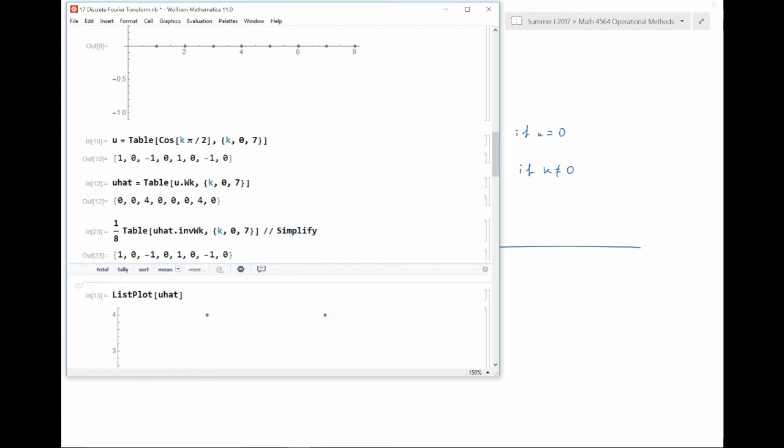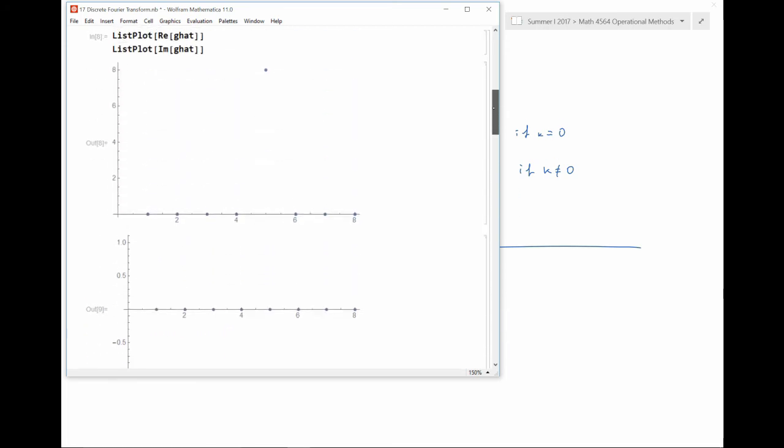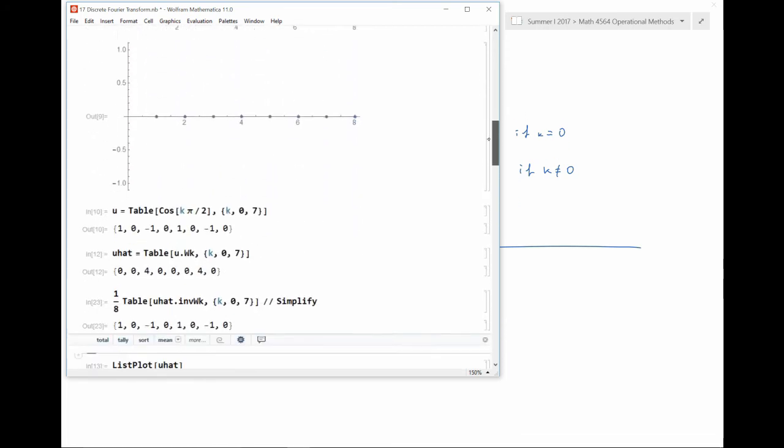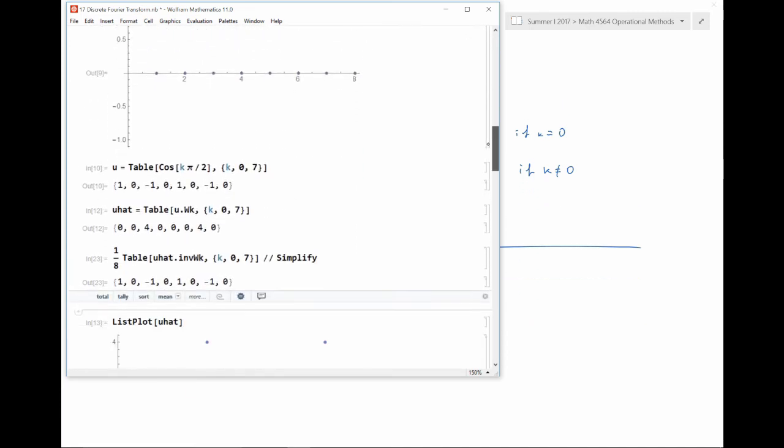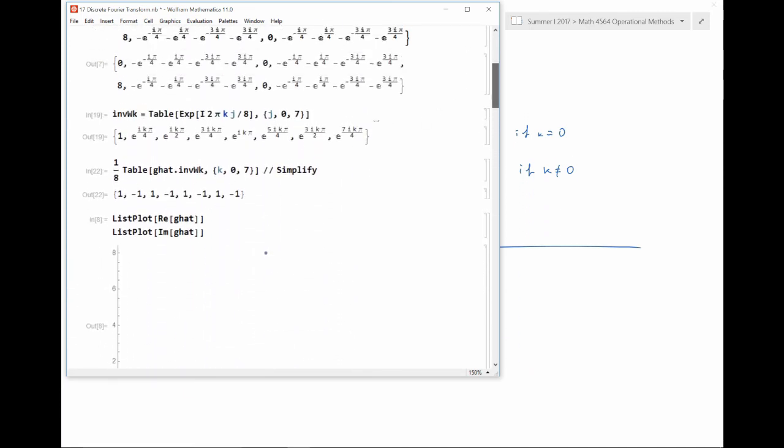And I get my signal perfectly back. I'd like to point out one interesting thing. As I said, the frequencies that we see for the higher indices are the same as the negative frequencies. So what if I compute my inverse slightly differently?